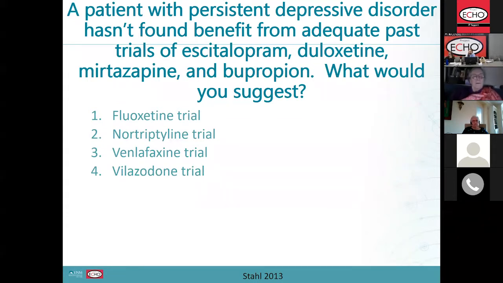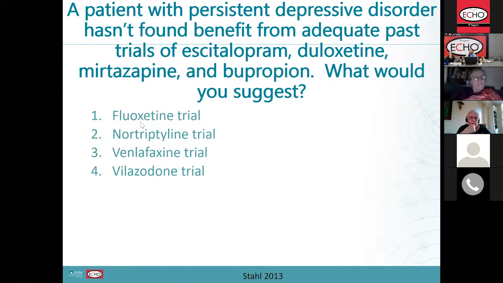What kind of medicine is bupropion? Anybody? Is that a dopamine? Yeah, it's what they call a norepinephrine dopamine reuptake inhibitor, or NDRI. It's basically a stimulant-like molecule, right? So we've got this person having adequate trials of an SSRI, an SNRI, a 5-HT2 antagonist, and a stimulant-like compound. And so looking down at these answers, what's fluoxetine's class? SSRI. Fluoxetine is an SSRI, right?